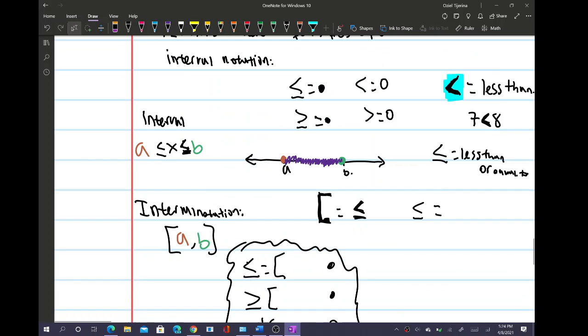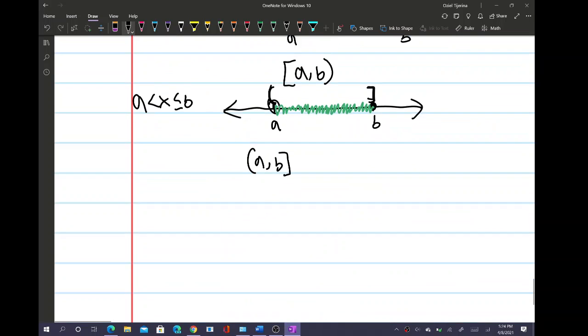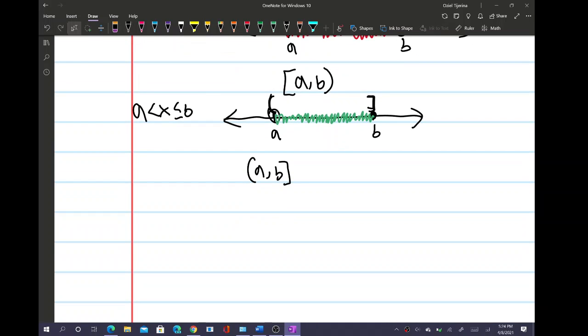parentheses, and then this one is bracket, bracket. And then we have this last one that says a is less than x is less than b. This would just be like this, right? And then you would do parentheses, parentheses, right?